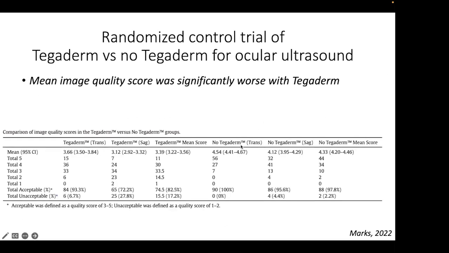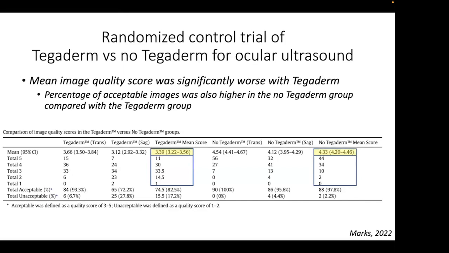They assessed both the quality of the ultrasound and the ability to make a diagnosis. They assessed the quality on a scale from 1 to 5, and they found that the image quality with Tegaderm was slightly worse than with no Tegaderm. On the scale of 1 to 5, the mean quality score for the Tegaderm eye was 3.39 as compared to 4.43.